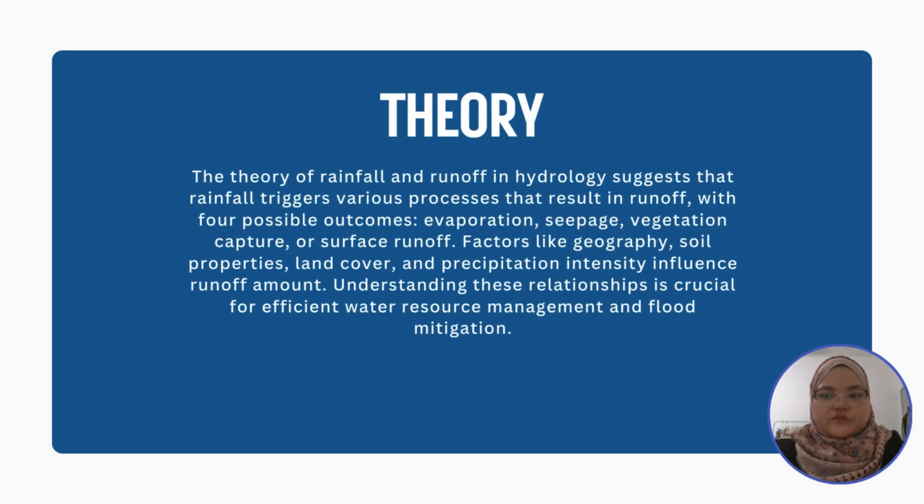The theory of rainfall and runoff in hydrology suggests that rainfall triggers various processes that result in runoff with four possible outcomes: evaporation, seepage, vegetation capture, or surface runoff. Factors like geography, soil properties, land cover, and precipitation intensity influence runoff amount. Understanding these relationships is crucial for efficient water resource management and flood mitigation.